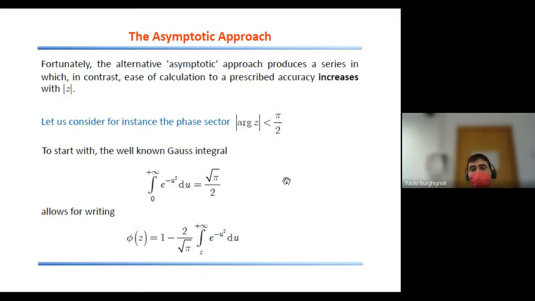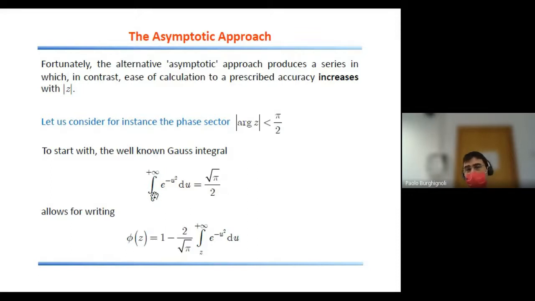And to see how this works, let us consider to start the phase sector in which the argument of z is strictly smaller than pi over 2 in absolute value. So we are considering the open right half plane of the complex z plane. And let us recall what I reminded you at the beginning. The Gaussian integral, in which the integration limits are 0 and plus infinity, is a real integral whose value is the square root of pi divided by 2.